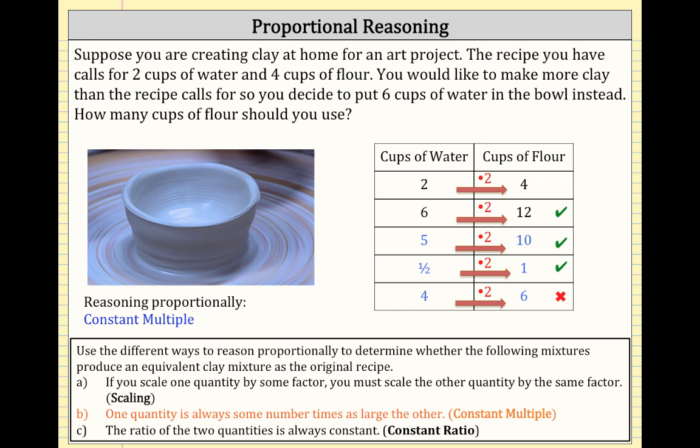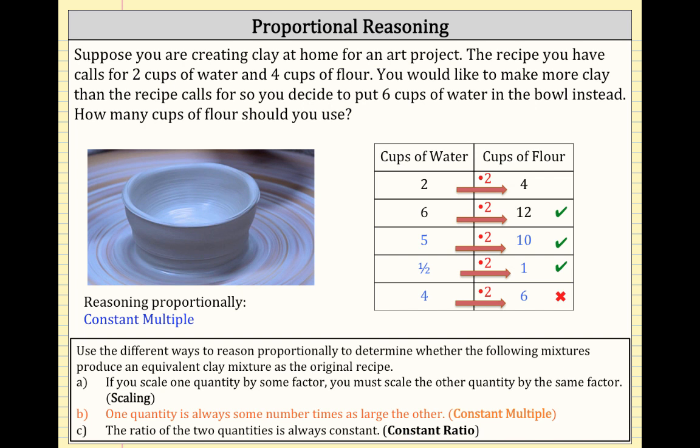So again, with the constant multiple, notice that when we're going horizontally, that's the reason it is called a constant multiple, because it is always the same number that should relate the input quantity to the output quantity. Notice that the last set of values, 4 cups of water to 6 cups of flour, is not in a proportional relationship to the other values that you saw before.